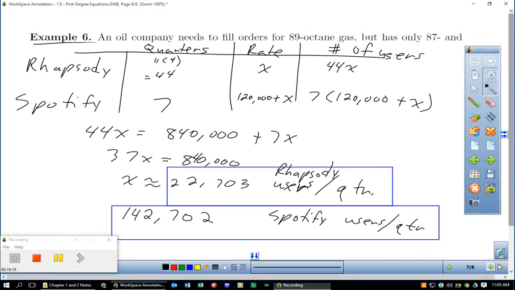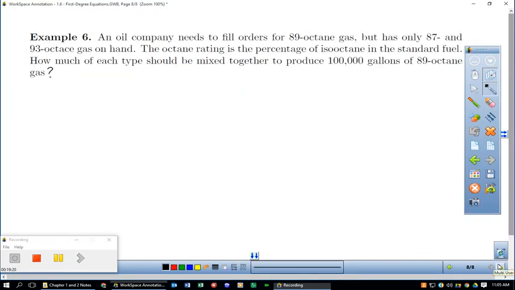All right, last problem of this type. An oil company needs to fill orders for an 89 octane gas, but has only 87 and 93 octane gas on hand. The octane rating is the percentage of isooctane in the standard fuel. How much of each type should be mixed together to produce 100,000 gallons of 89 octane gas?